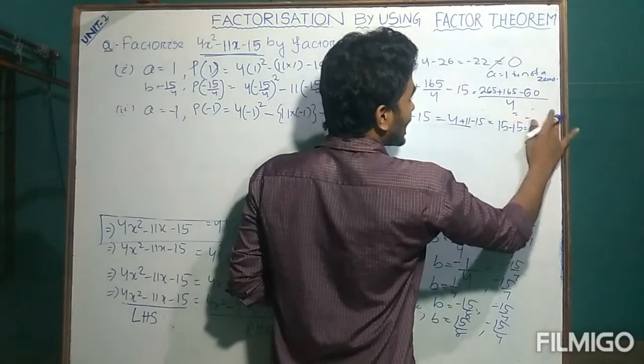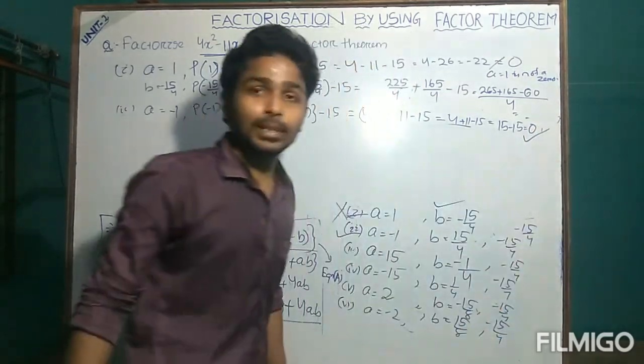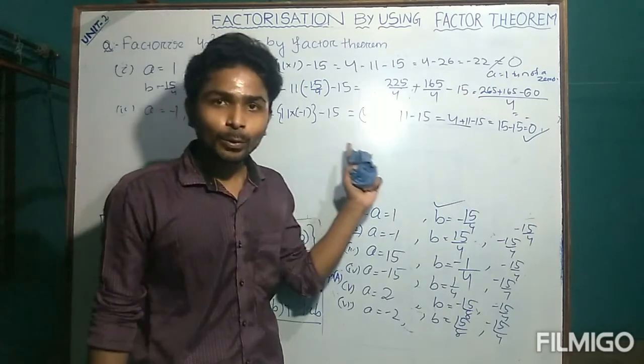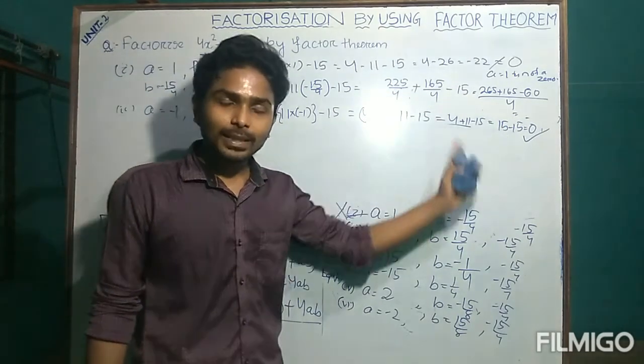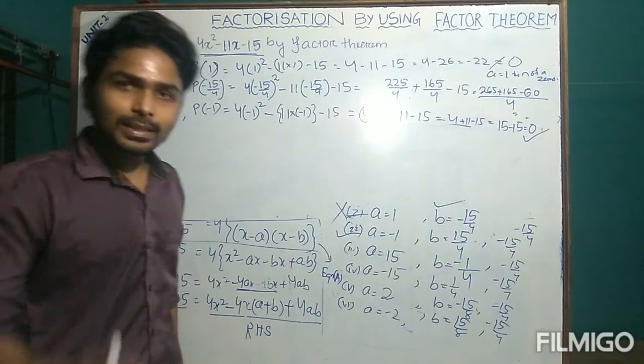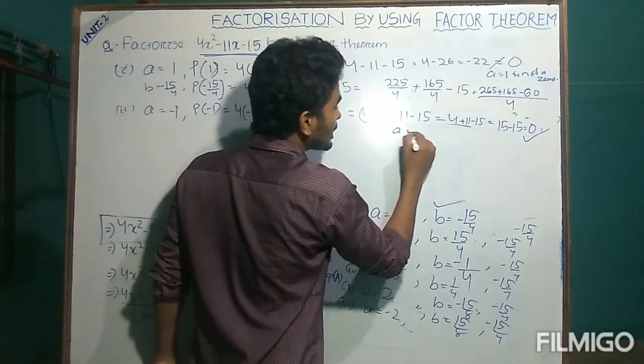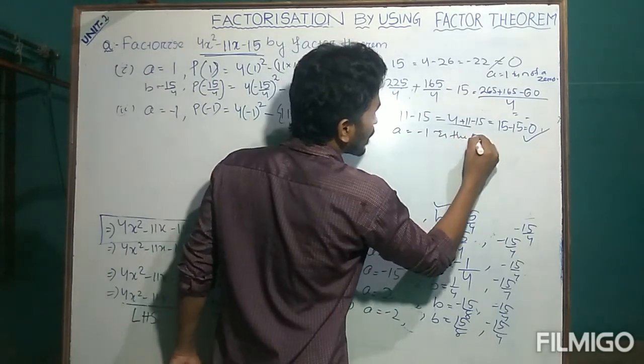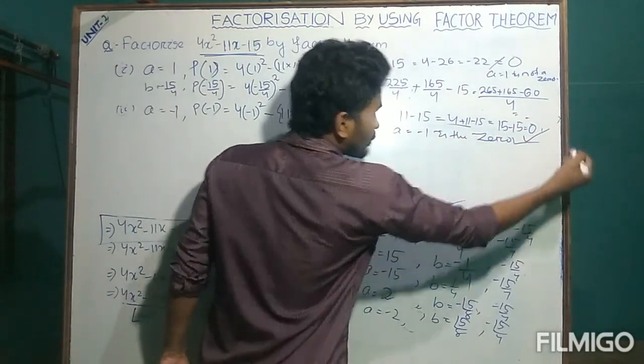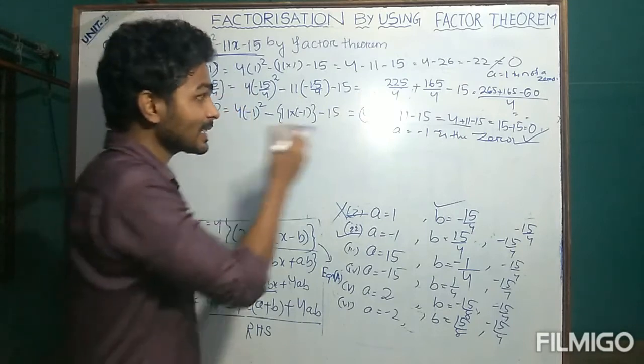And here we get the value of the remainder to be 0. And also I have told you, if the remainder is 0, then we can say a is equal to minus 1 is a 0 of the polynomial. Hence I am writing here a is equal to minus 1 is the 0. So the first 0 we can easily find out.